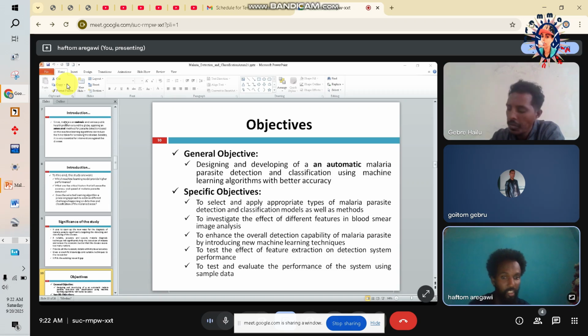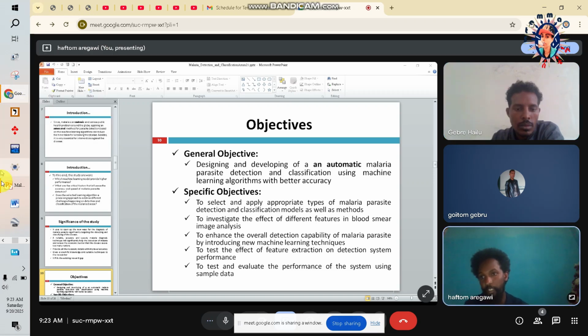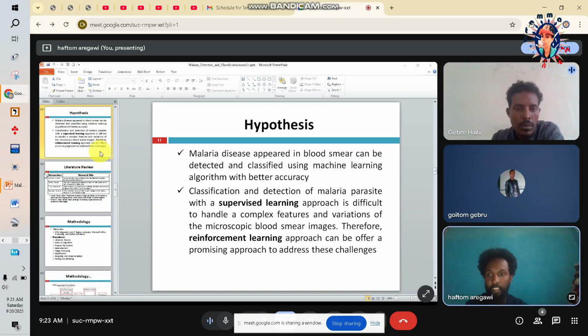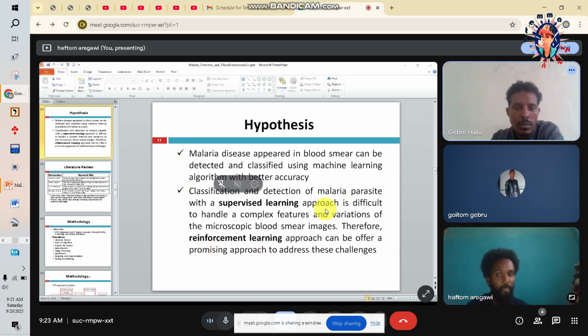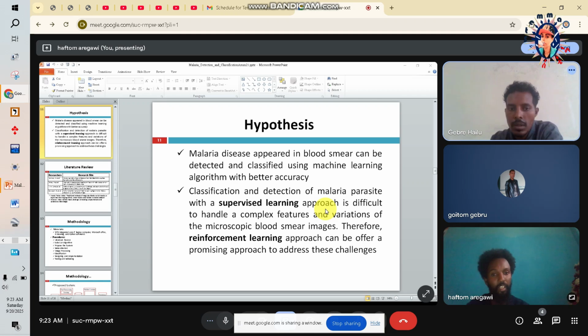To test the effect of feature extraction. As a hypothesis, we state that malaria disease appearing in blood smears can be detected and classified automatically using machine learning algorithms with better accuracy, better efficiency, better speed, and accessibility.